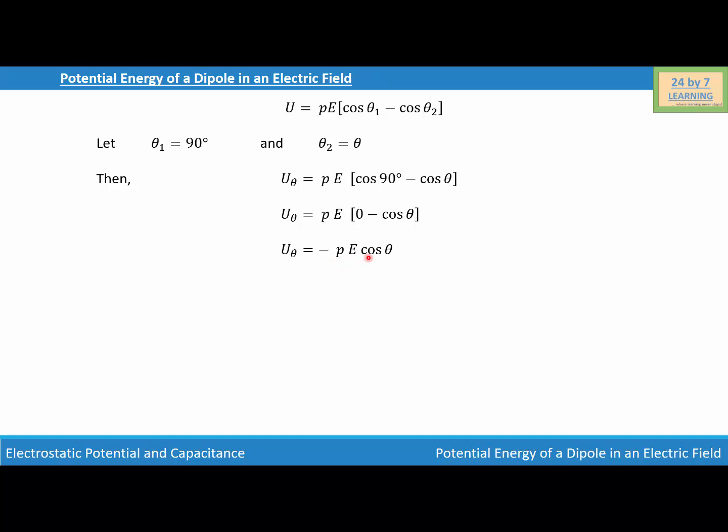Let's write this in terms of the dot product of two vectors. U theta is equal to negative vector P dot vector E, where P is the electric dipole moment and E is the electric field. And this is how we define the potential energy of a dipole in an electric field.